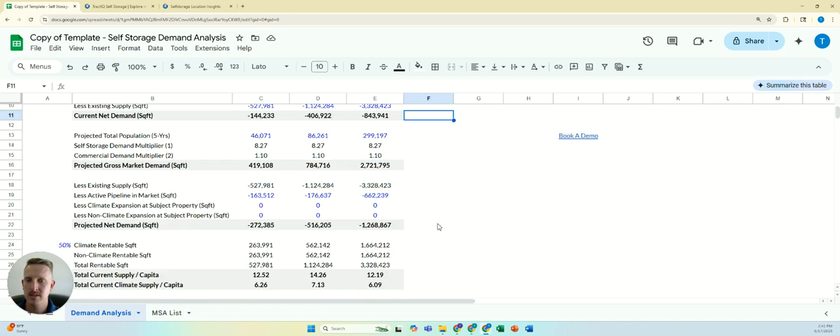So hopefully this is helpful to you as you are looking at deals and doing your own due diligence.